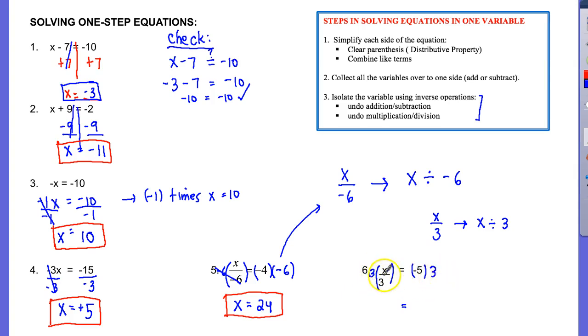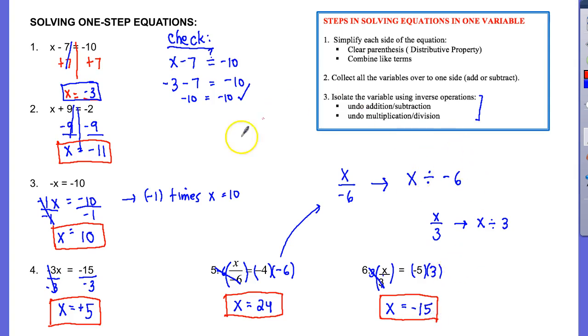Right there. So the 3 and the 3, that's 3 divided by 3. So that's 1. Then you still have x. And then negative 5 times 3. Negative times a positive, that's a negative. And then 5 times 3 is 15. So x equals 15.